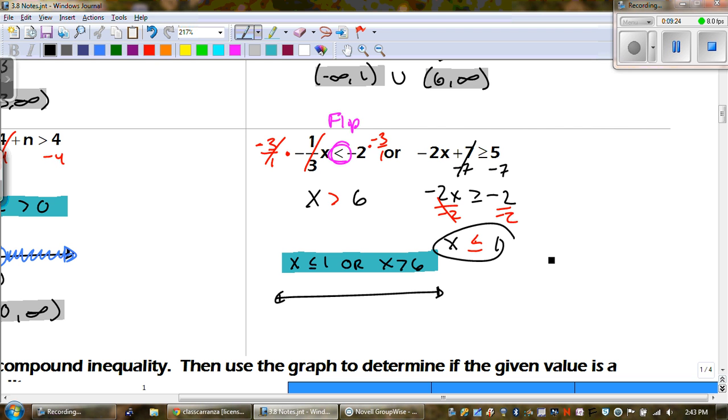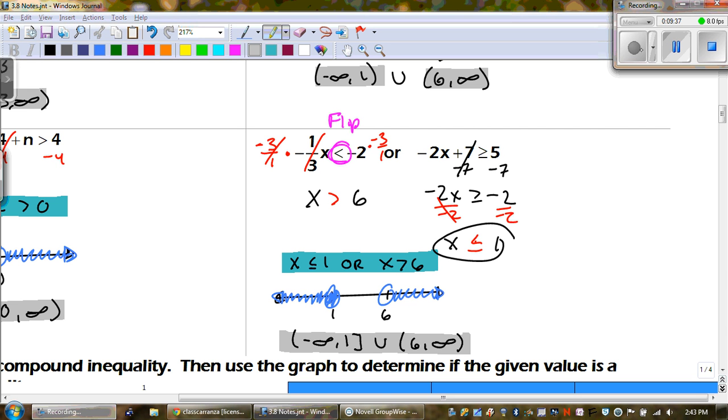Why don't you guys pause the video and see if you can do the next two parts all on your own. Good luck. Okay, and there you go. You should get -8 to 1 with a closed bracket for the 1. Union, open 6 to positive infinity.